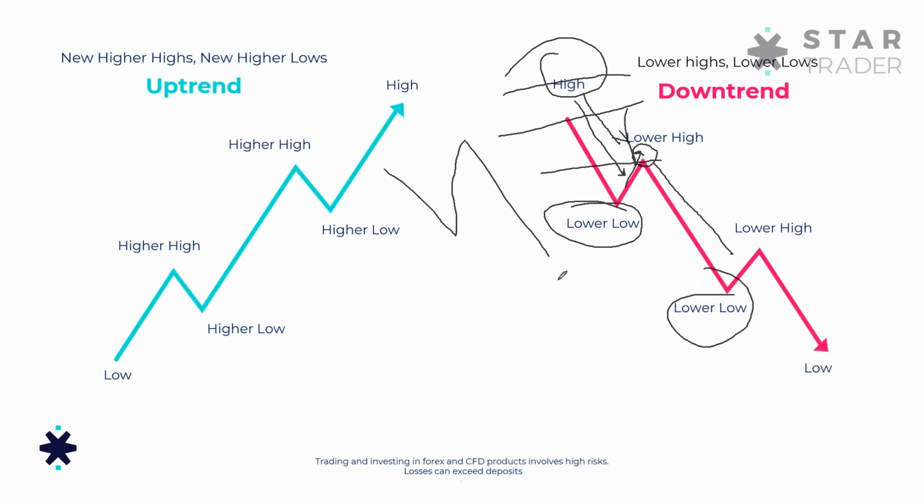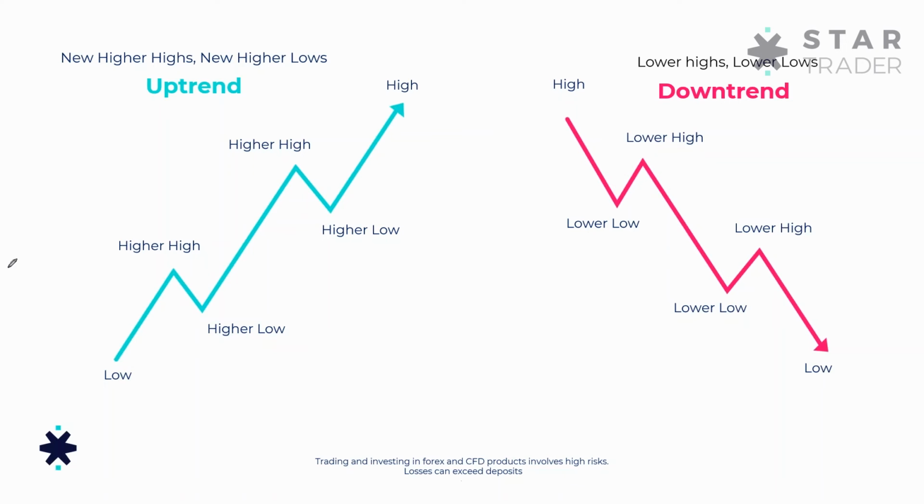And it went down again, similar to the lower lows. So the prices should not go this way. It should move into lower lows and lower highs. That means we have a downtrend. That means we have a down movement in the market.